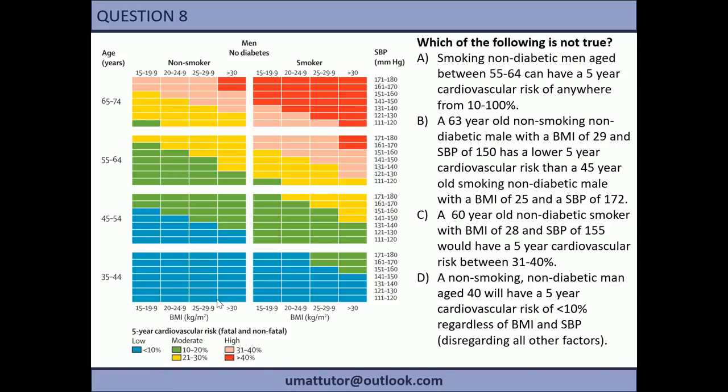Given A, B, and D are accurate statements, and C just lacked that one word, male, I would say that the worst option here is probably C, and therefore given we're looking for which of the following isn't true, that would be the correct answer. So C.